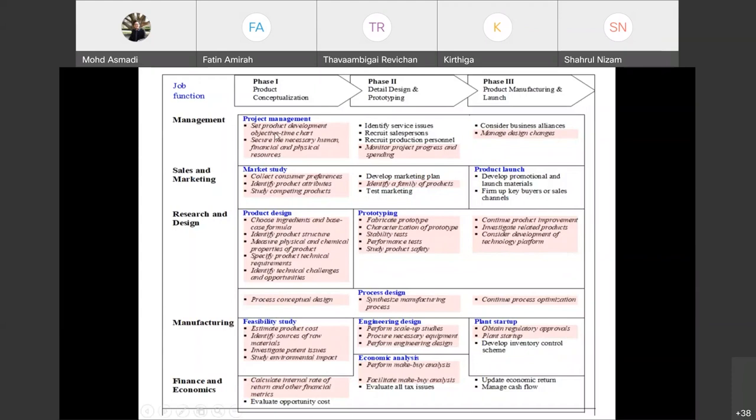So for project management, for example, set the product development time chart. A time chart is important, like a Gantt chart. You have the timeline, and that is what we call a time chart. And then market study, this is for the sales and marketing team. And then prototyping: fabricate, perform tests, study product safety. This is about research and design, which can be done by engineers or researchers. Manufacturing is by engineers also. So your team will be in several various backgrounds.